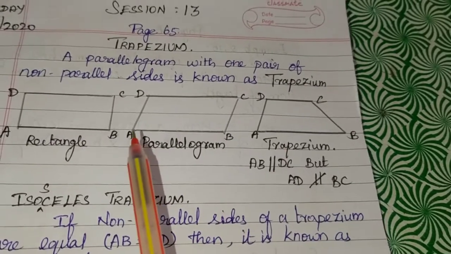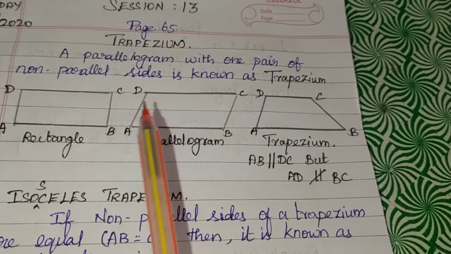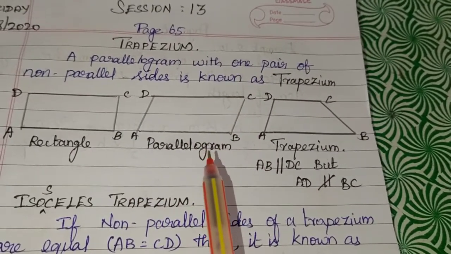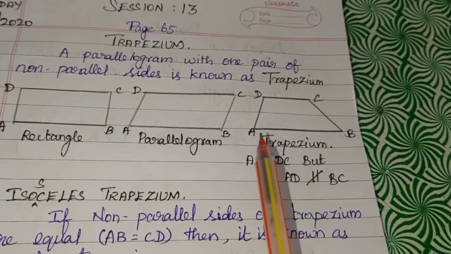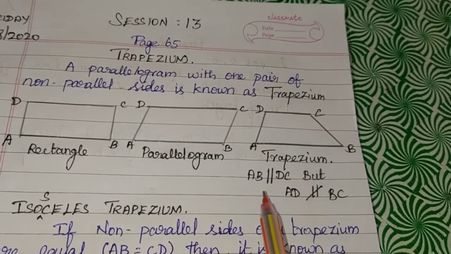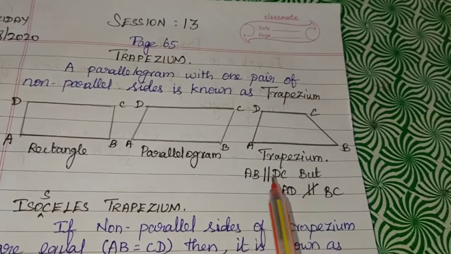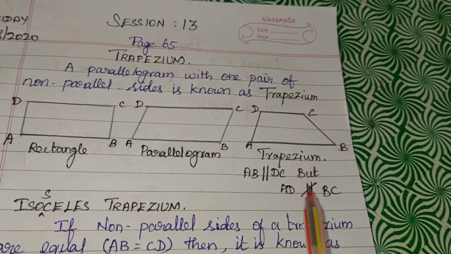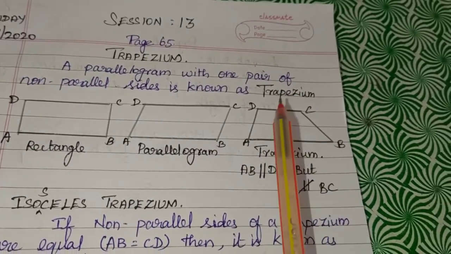Children, in this parallelogram ABCD, all the sides are parallel. Here you can check, AB is parallel to DC. If I draw marks like this, it means parallel. AB is parallel to DC, AB is parallel to DC. But AD is non-parallel to BC.